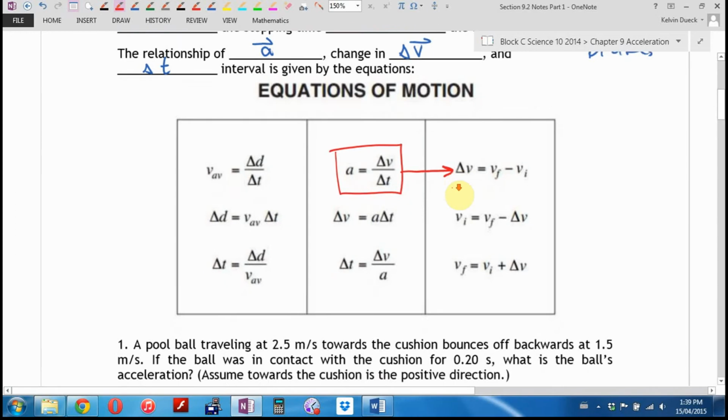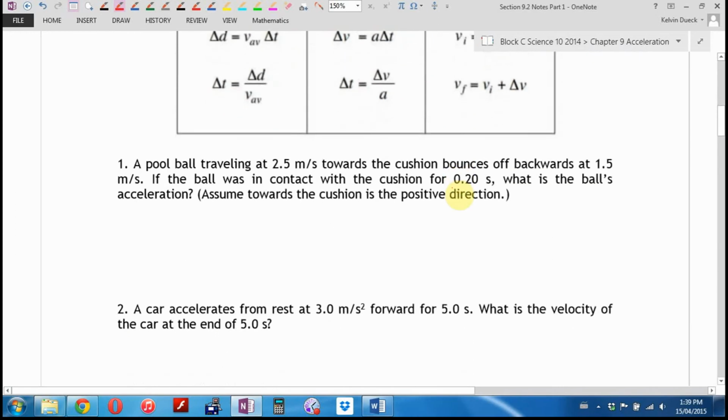Let's crunch some numbers. A pool ball is traveling 2.5 meters per second towards the cushion, and it bounces off backwards at 1.5 meters per second. If the ball was in contact with the cushion for 0.2 seconds, what's the ball's acceleration? And let's assume towards the cushion is in the positive direction. Now that you're done yawning, what's this question asking me to find?